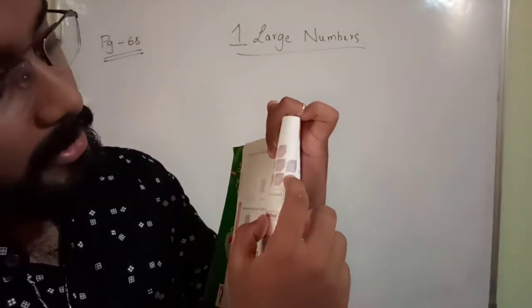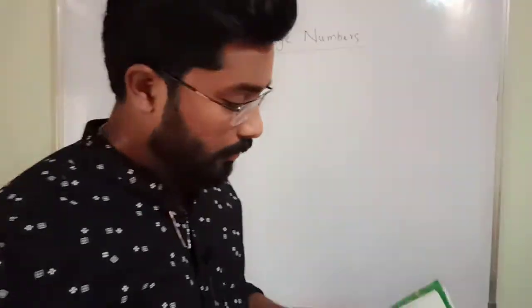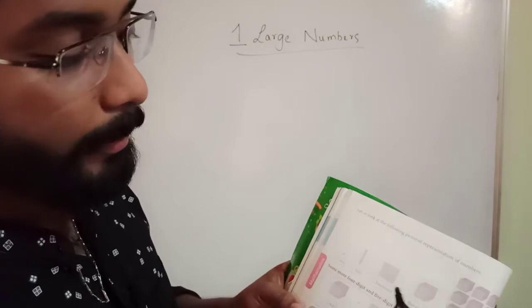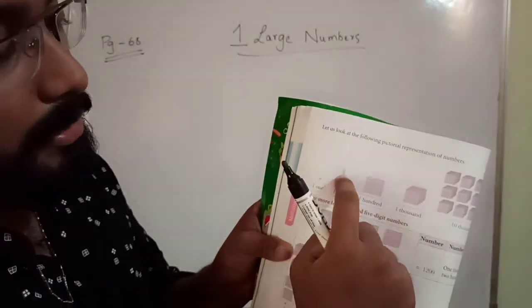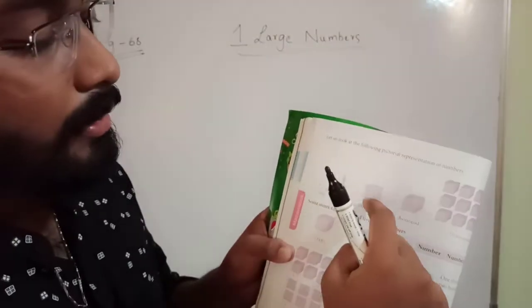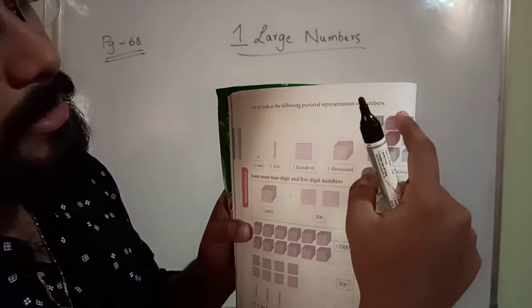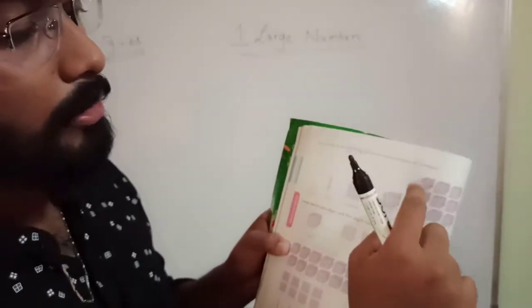So 10 cubes like this, these are 9 and here it is 10. 10 cubes is telling 10,000. So let us solve. You have to remember this one. This box shows 1. These 10 boxes show 10. This shows 100. This cube shows 1000. All 10 cubes show 10,000.